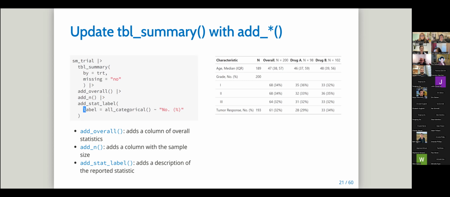But I'm telling it specifically that I want the label for all of the categorical variables to be n (%). And so you can see here that after grade, now it says comma number percent. So we know that's what's being produced in this table. And once you've added these stat labels, now you don't have the footnote saying what these statistics are anymore.